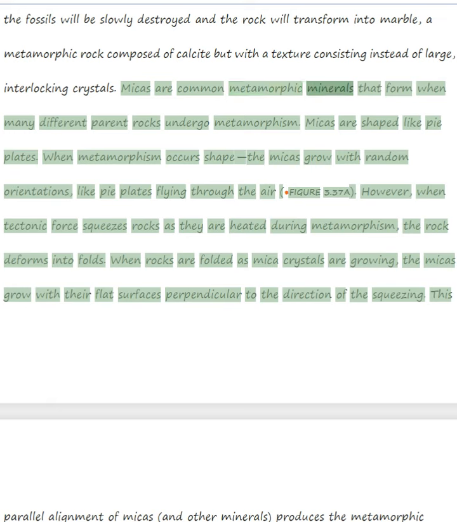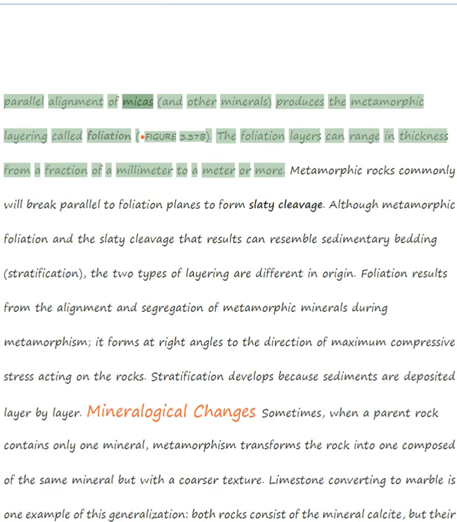Micas are common metamorphic minerals that form when many different parent rocks undergo metamorphism. Micas are shaped like pie plates. When metamorphism occurs, the micas grow with random orientations, like pie plates flying through the air. However, when tectonic force squeezes rocks as they are heated during metamorphism, the rock deforms into folds. When rocks are folded as mica crystals are growing, the micas grow with their flat surfaces perpendicular to the direction of the squeezing. This parallel alignment of micas produces the metamorphic layering called foliation.